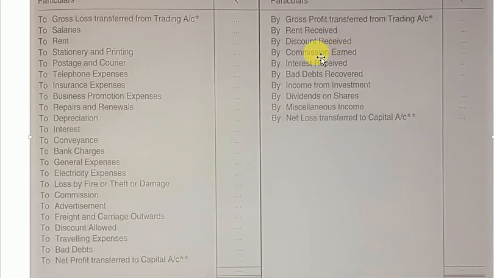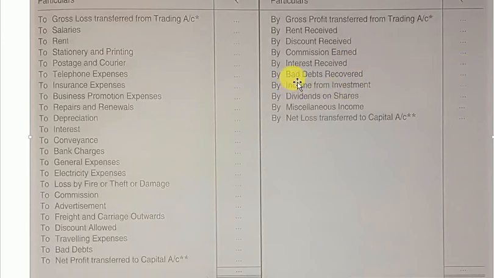By commission earned, if there is any commission earned by an entity, that is also recorded on the credit side of the profit and loss account. Interest received, if there is any interest received by an organization, that is indirect income, so this is also recorded on the credit side of the profit and loss account.